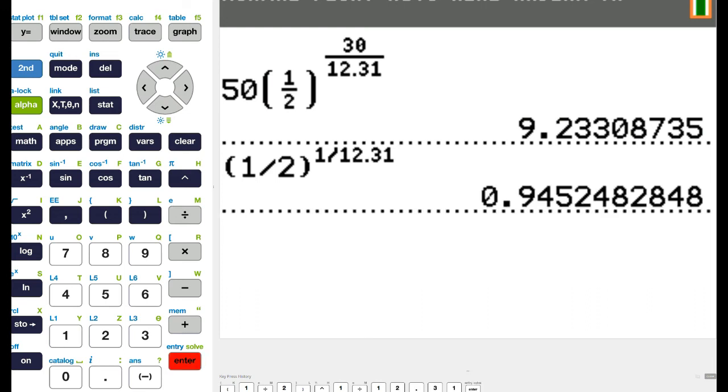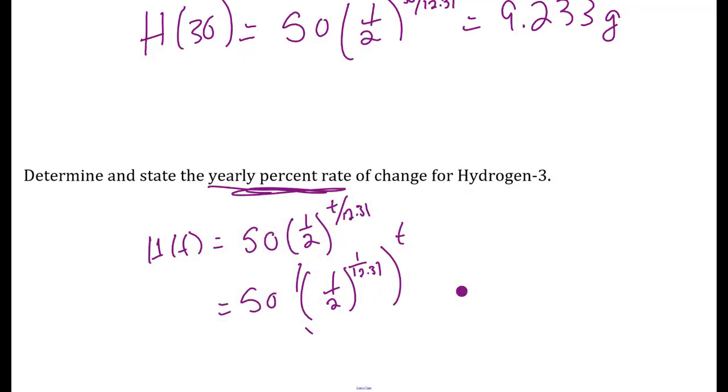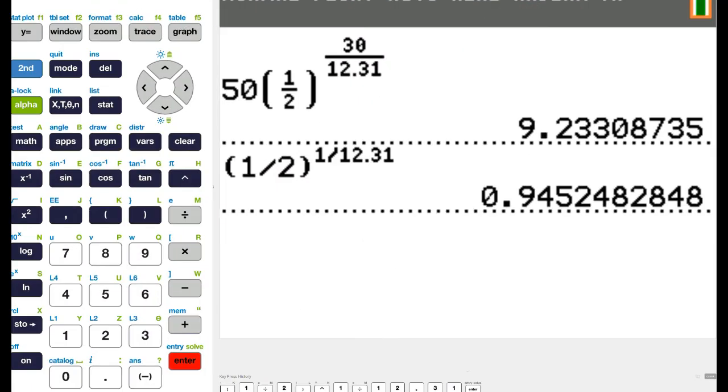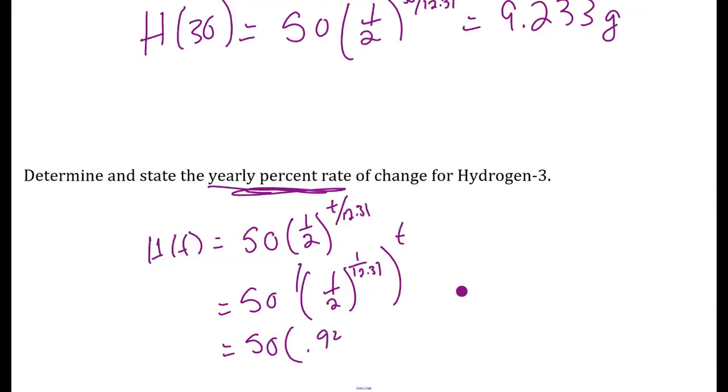That's actually what the base is. The base is actually 50 times about 0.945 raised to the t. These functions are approximately equivalent. This function and my original function are approximately equivalent because I rounded, but they're the same. I just used a property of exponents to change the way that it looks.